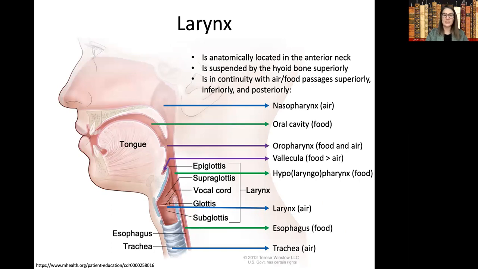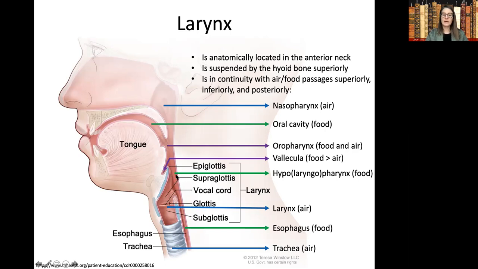And so what are those passages? So there's the nasopharynx, of course, behind the nose, that supplies air. There's the oral cavity that of course supplies food mostly. There's the oropharynx in which the air and food passageways begin to cross. There's the vallecula, which lies between the tongue and the epiglottis, in which food rolls over essentially in order to push the epiglottis down to cover the larynx to protect it from food entering it.